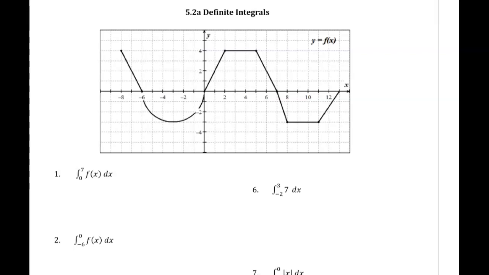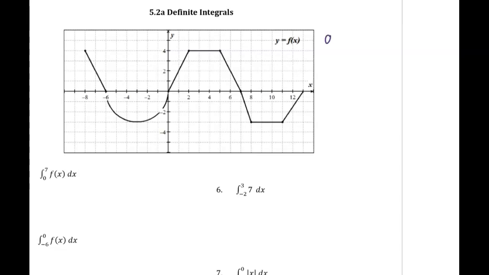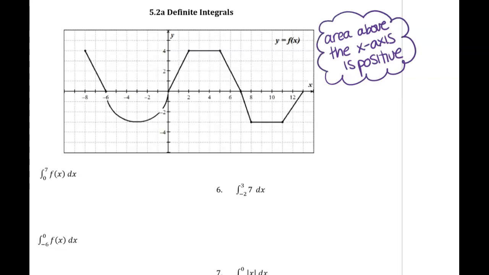I think I said this yesterday, but keep in mind that area above the x-axis is positive. This is kind of a convention, what somebody decided, and it also makes sense with how math and graphing work. Area below the x-axis is negative.